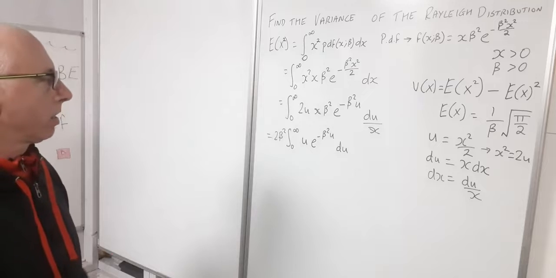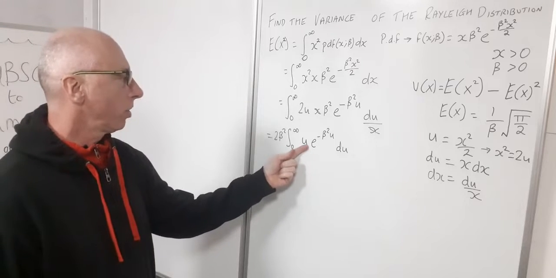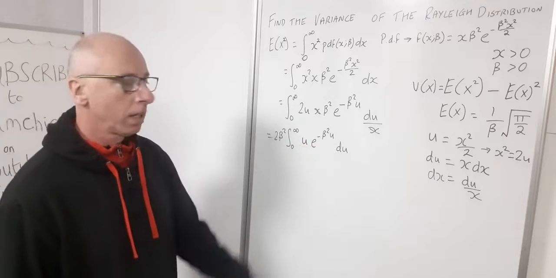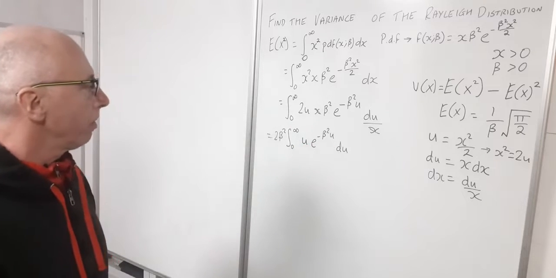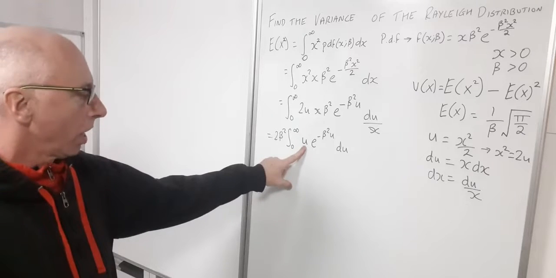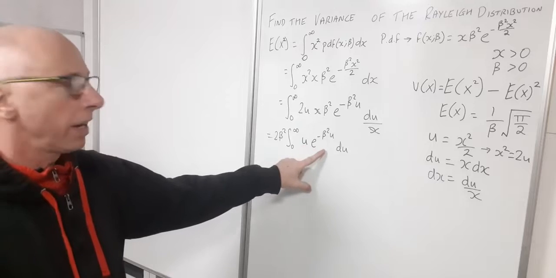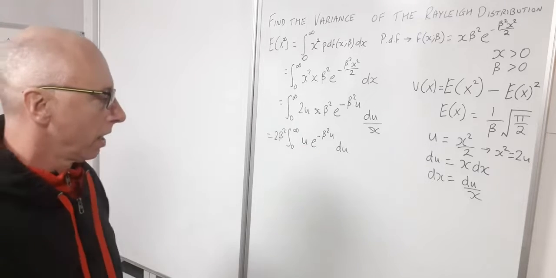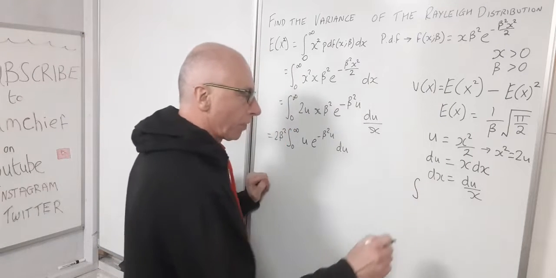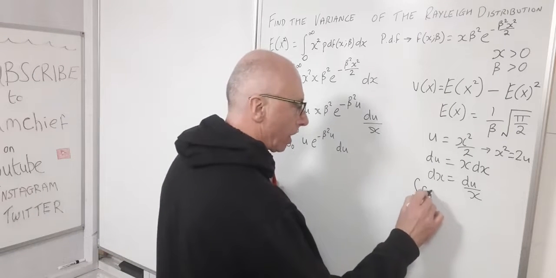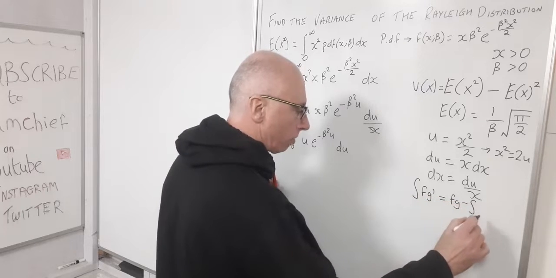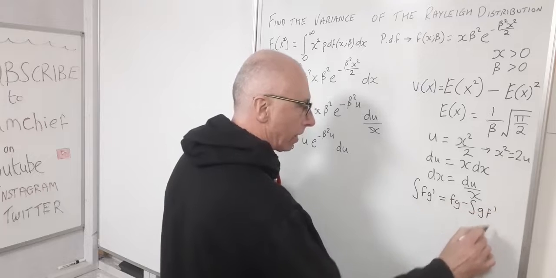Okay, so now I've got this function here, u and e to the minus beta squared u. I've got a function of u here and a function of u here. So my next port of call is going to be integration by parts. So I'm going to split this up into a u and then an e to the minus beta squared u. So if I set up my integration by parts formula, I'll have the integral of f times g prime equals fg minus the integral of g and f prime.